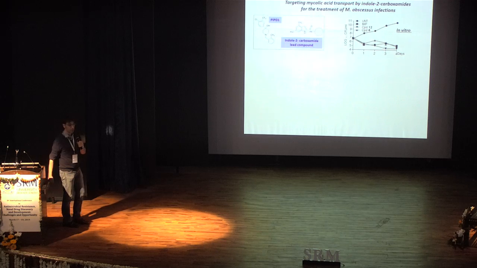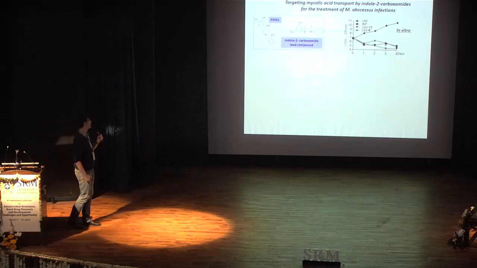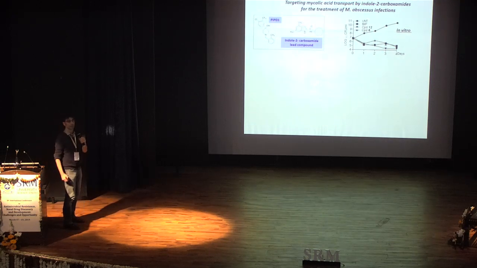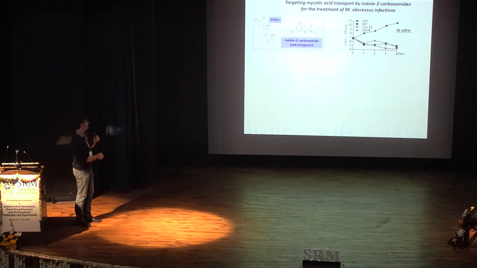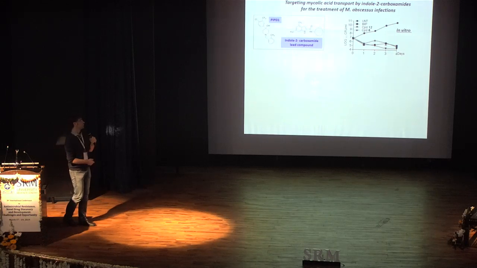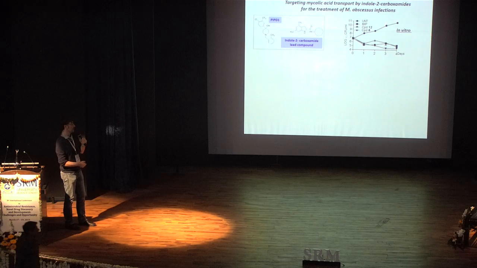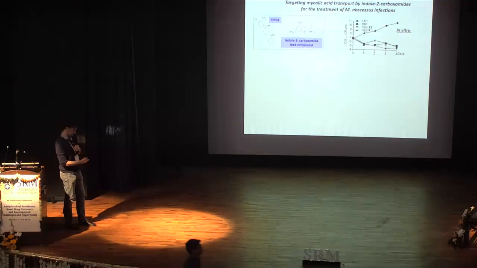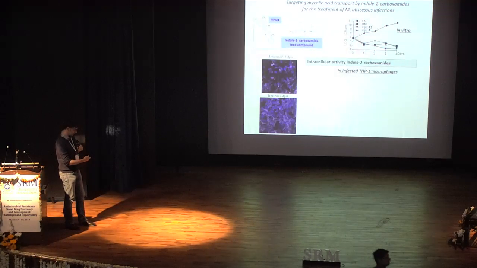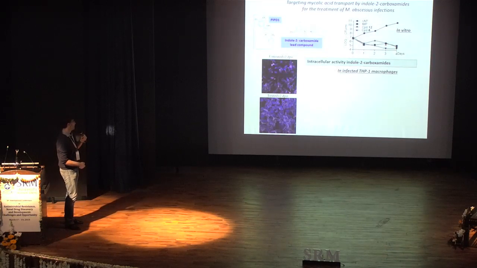So we started to collaborate with Alan Kozikowski in Chicago, who has shown a few years ago with Bill Bishai that the NL2 carboxamides are extremely active against TB by inhibiting MMPL3. So here you can see that the NL2 carboxamide is also very active against M. abscessus. It's a cidal effect in vitro. Here you can see in infected macrophages that in the presence of the NL2 carboxamide, there is a nice reduction in the number of bacteria.